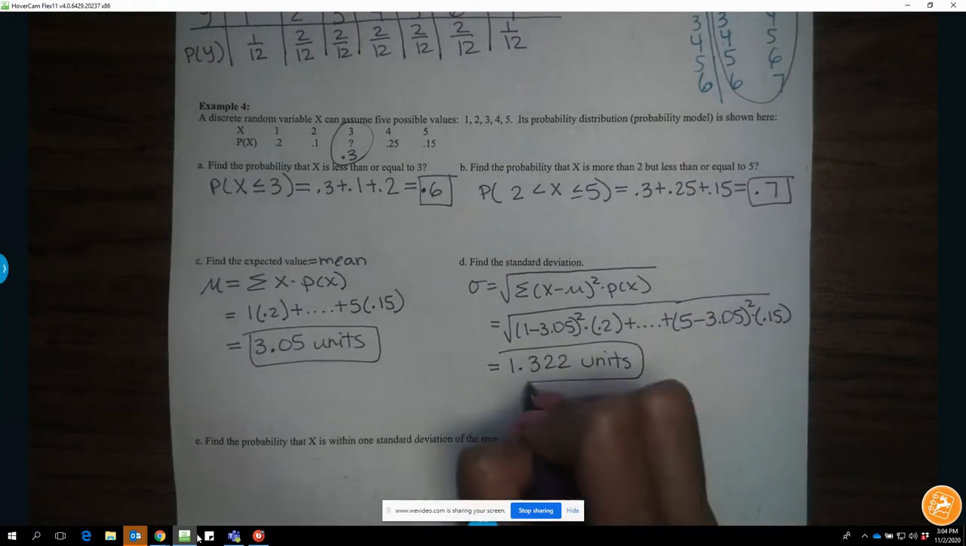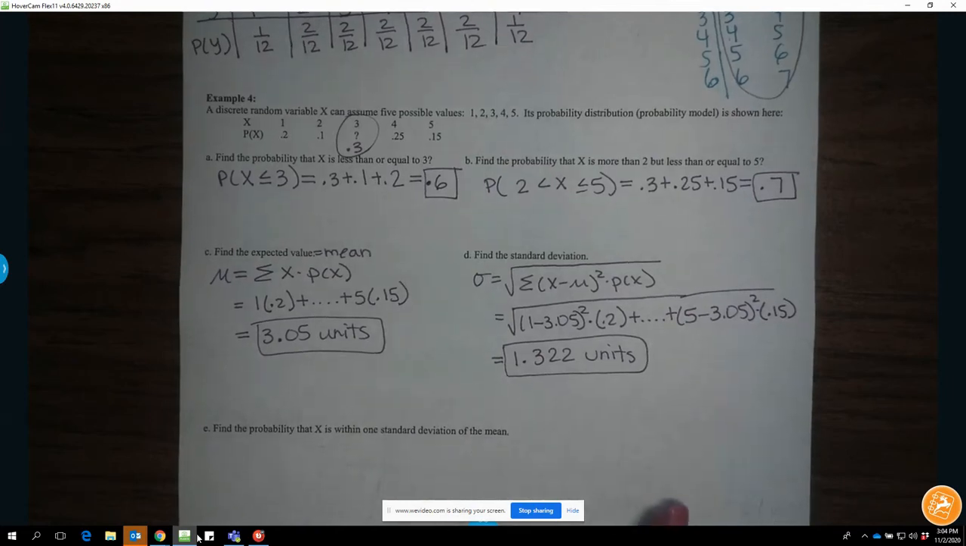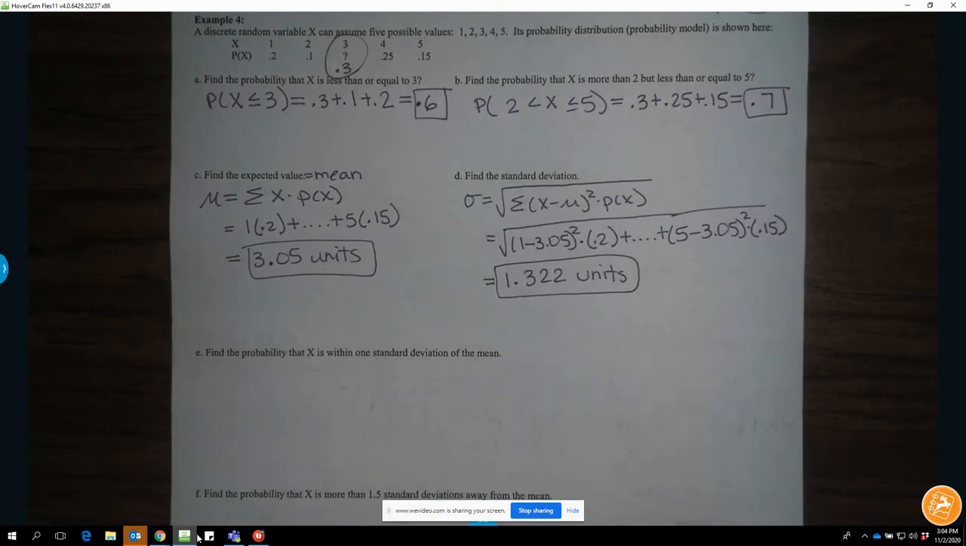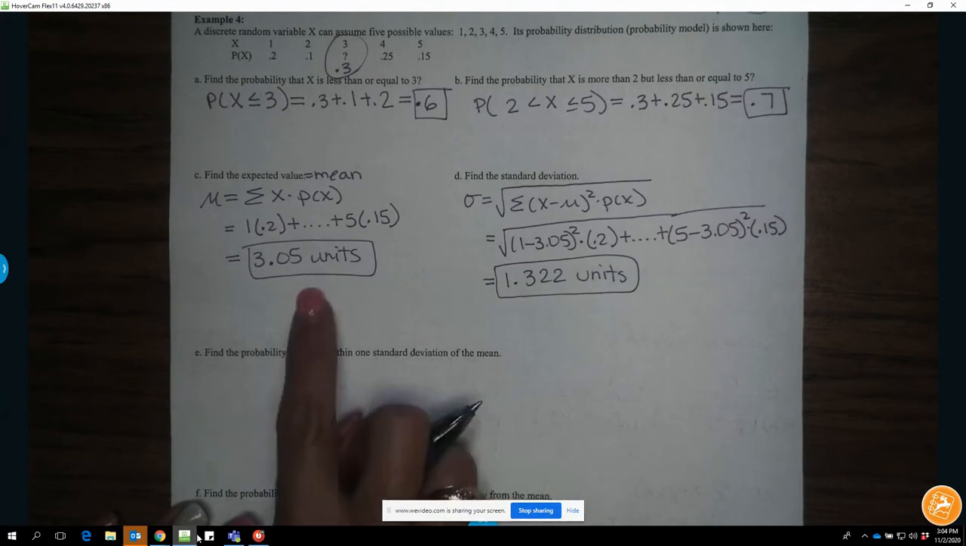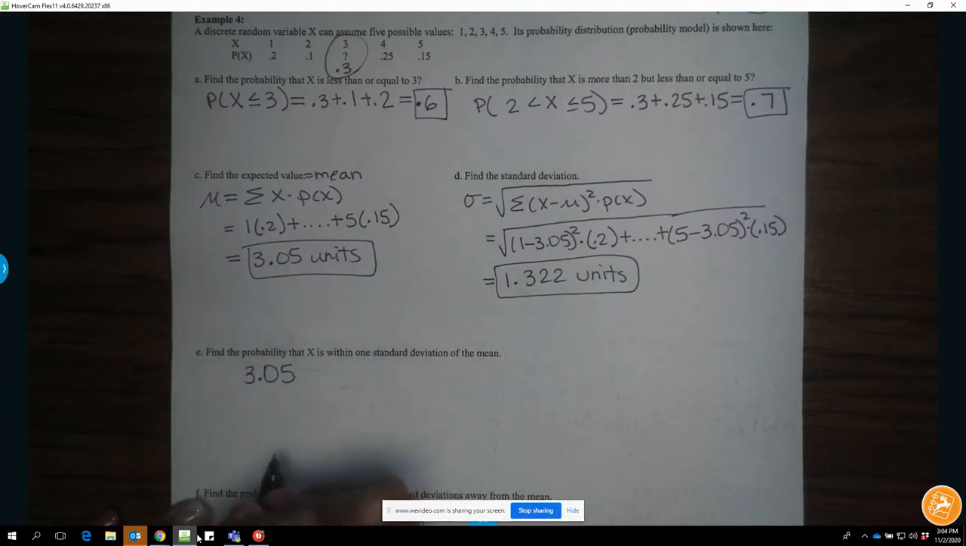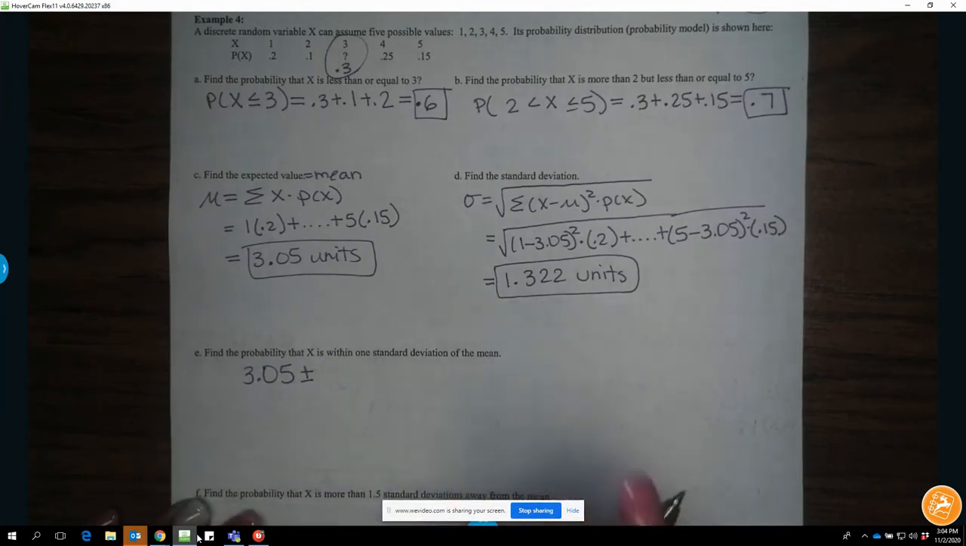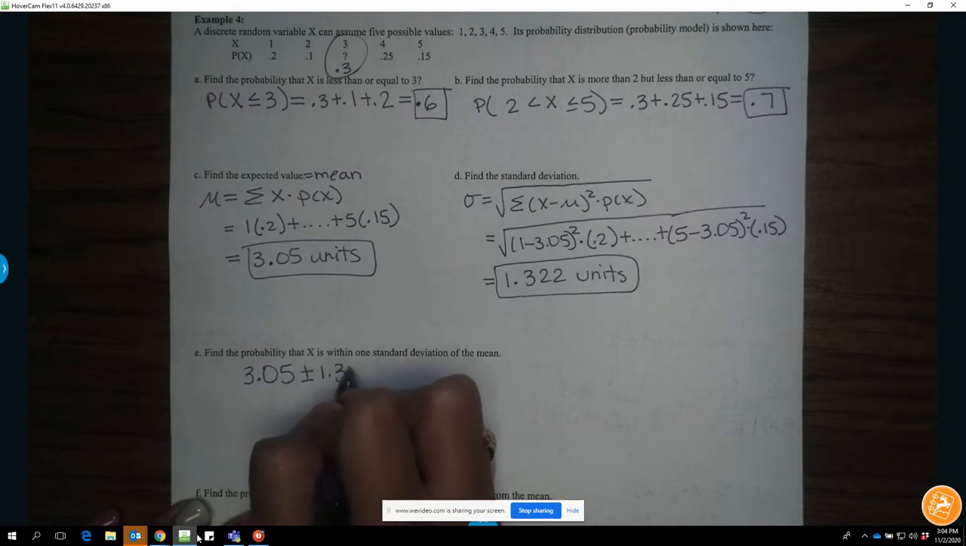And just like I did in example 1, go watch that if you want to see how to do it in the calculator. And to finish the notes, letter E says, find the probability that x is within 1 standard deviation of the mean. So x needs to be within plus or minus 1 standard deviation from the mean. First, the mean, which was 3.05, plus or minus 1.322.